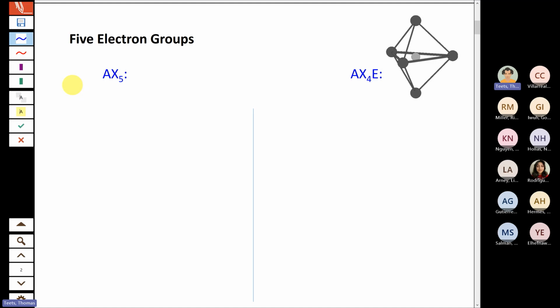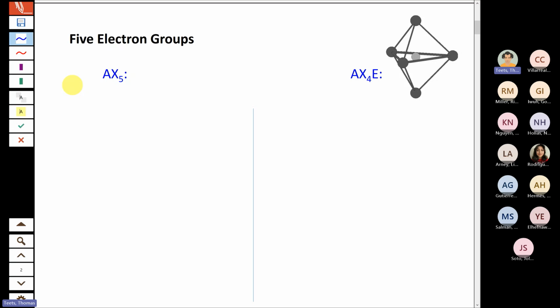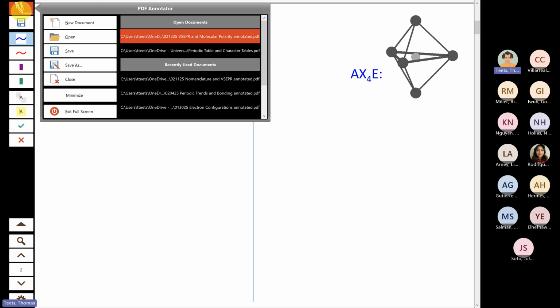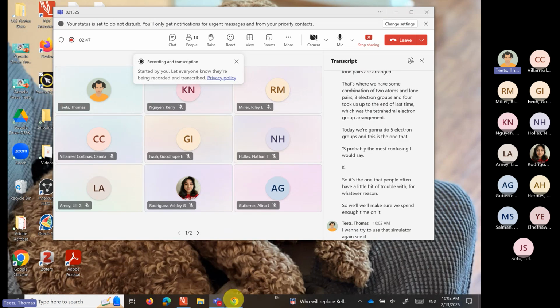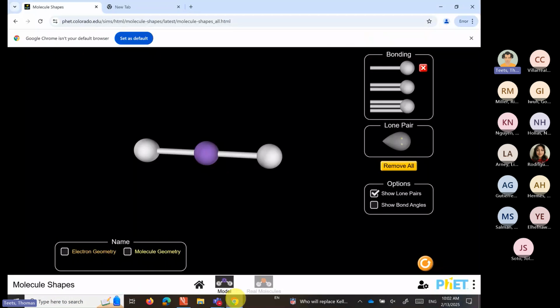Today we're going to do 5 electron groups, and this is probably the most confusing one, I would say. It's the one that people often have a little bit of trouble with for whatever reason, so we'll make sure we spend enough time on it. I'm going to try to use that simulator again and see if Chrome is a little bit better behaved and doesn't bog us down like we got bogged down last time. So if we want to do 5 electron groups, we'll start by adding 5 total atoms, and we'll do lone pairs a little bit later, we'll just add 3 more.